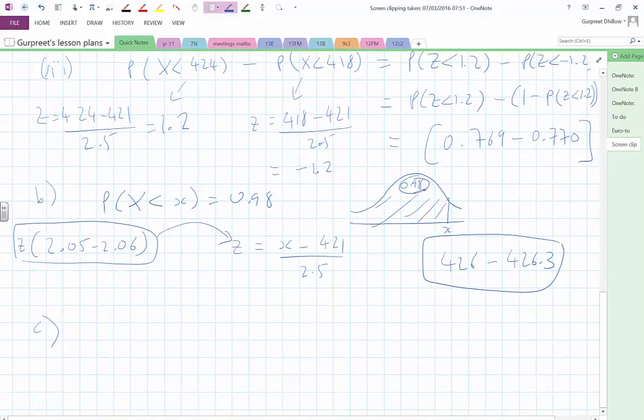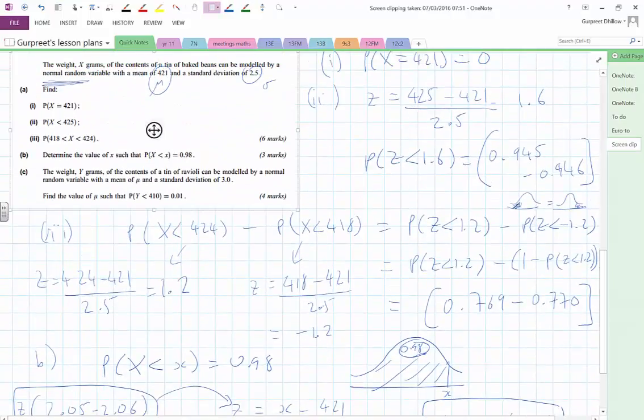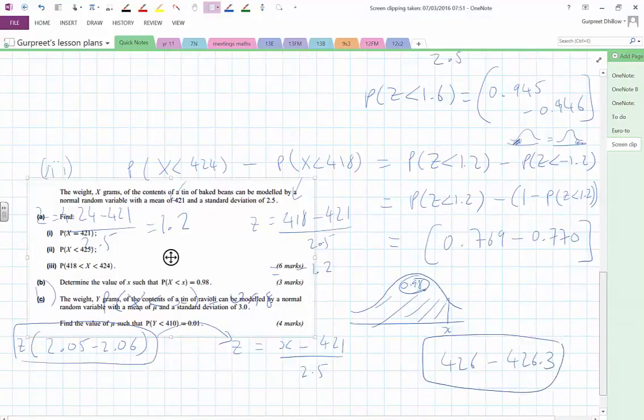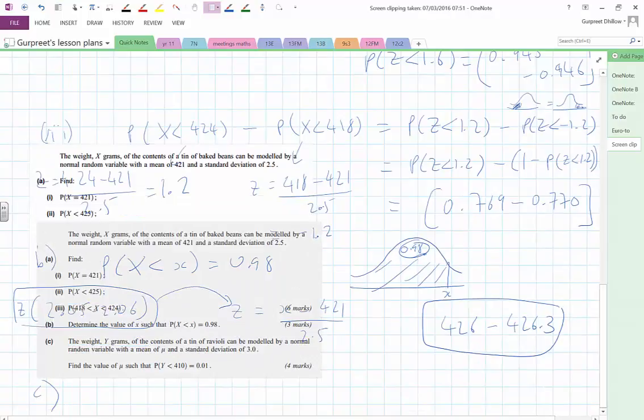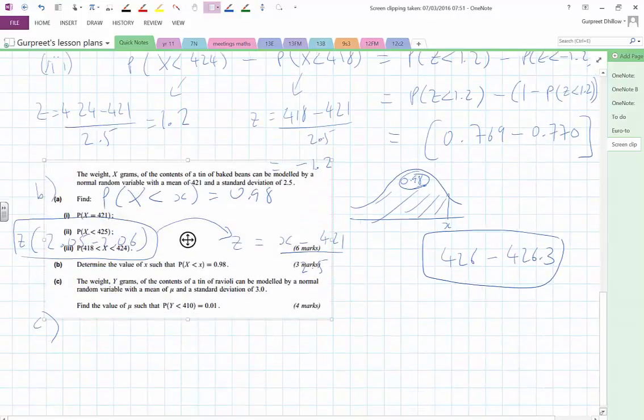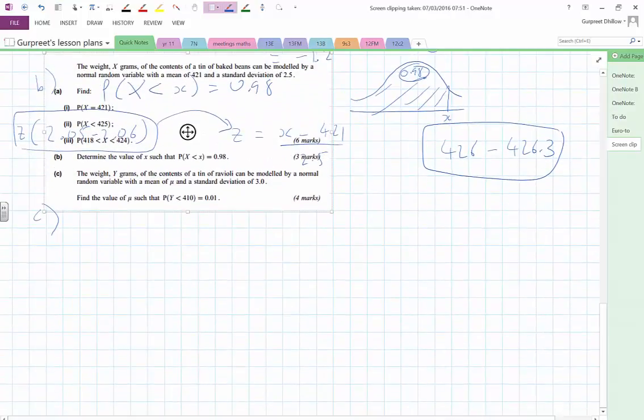Last of all, part C. Let's drag this down a little bit. For part C, determine the weight. So the weight y grams, the variables change. We model by a normal distribution of a mean, and standard deviation of 3. Find the value of mu such that this is true. So again, sketch it. 410 is here, and you want this area to be 0.1.